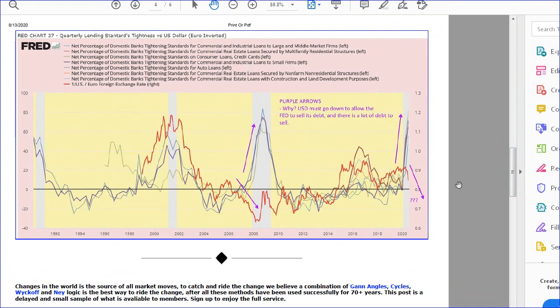Hang on, another point. As you see here, all the squiggly lines is the US tightening standards for lending, and as you can see here, when tightening standards for loans increases, the US dollar normally comes down to offset that. So in a climate where loan tightening standards are rising, the government of the day normally tries to get the US dollar down to help alleviate the stress in the US economy.